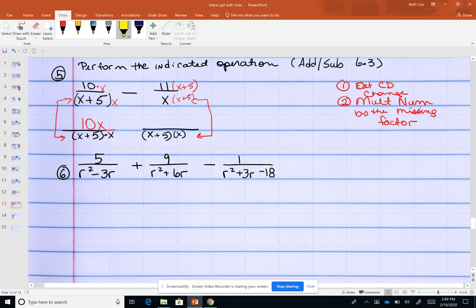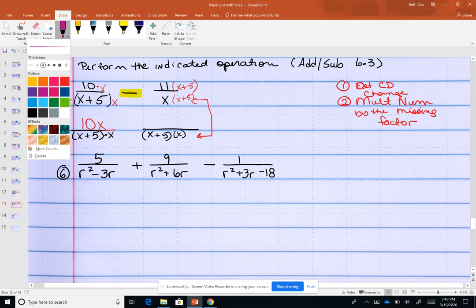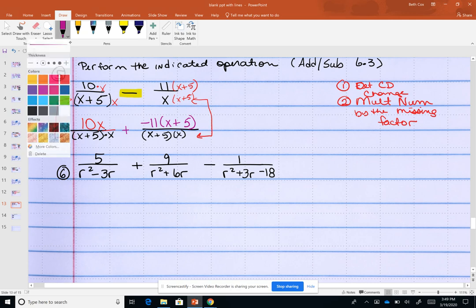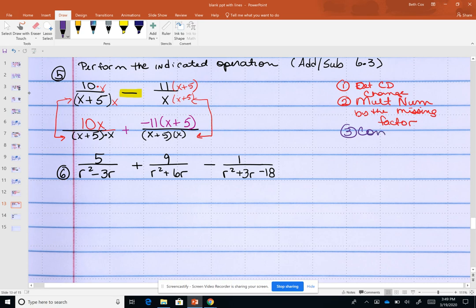Now, big caution right here. You see that guy? Yeah. That's going to mess me up if I don't pay attention to it right now. That's a negative 11 times x plus 5. Let's change it like that. All right. Step 3 is to combine your numerators. So that's all I've got to do now is to combine the numerators.